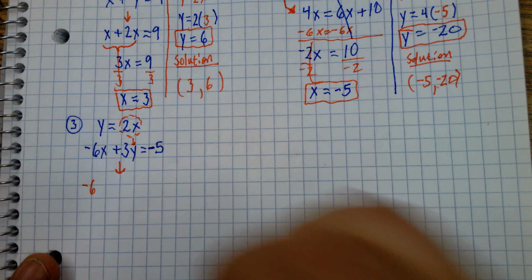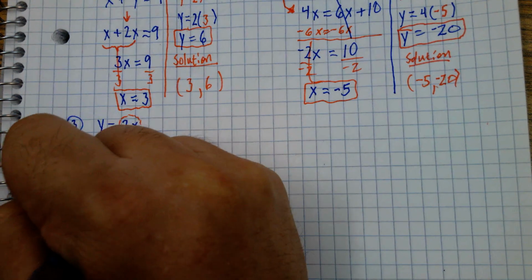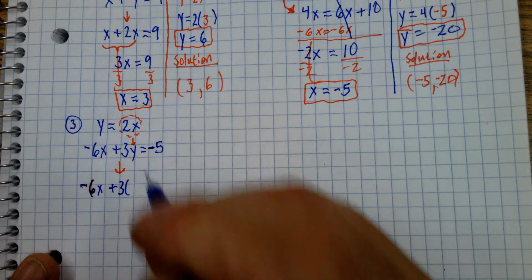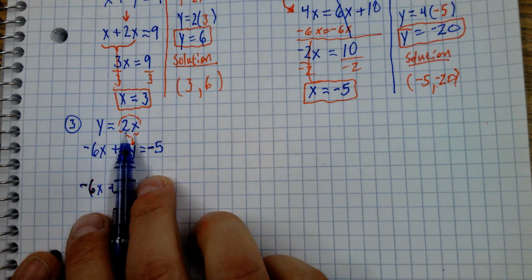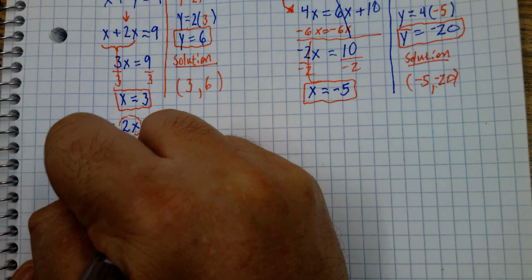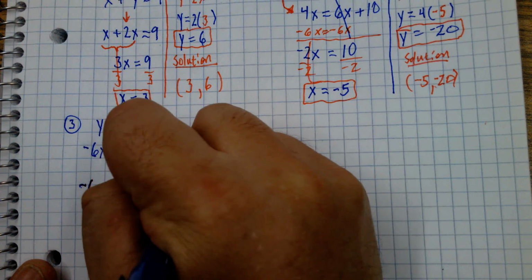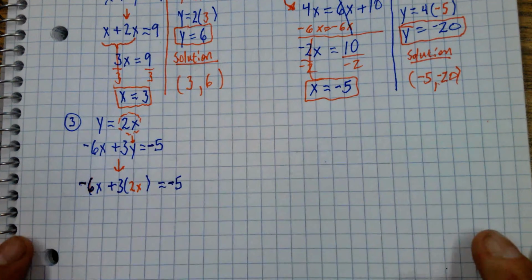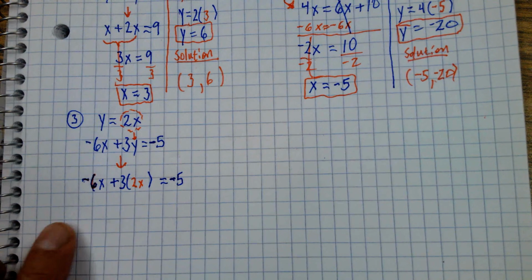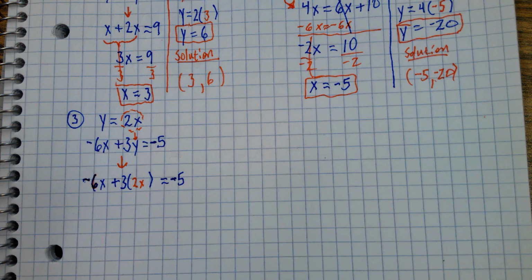Negative 6x plus 3 times, not y, but what y represents, 2x, equals negative 5. Okay? Go ahead and write that down. So this is a substitution step. You're replacing y with 2x.